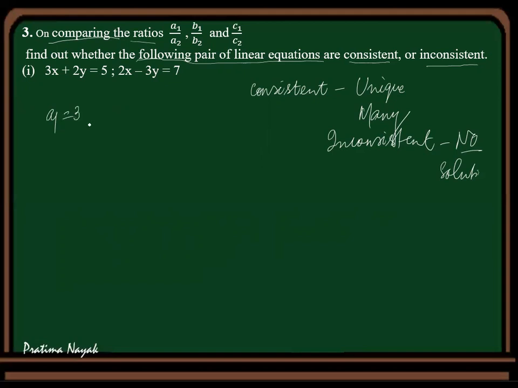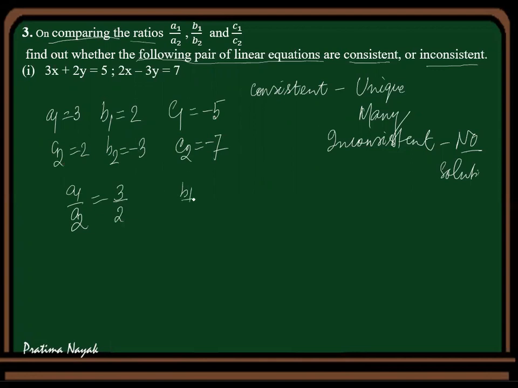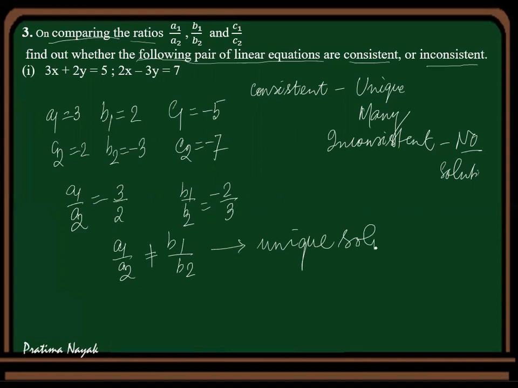Here a1 is 3, b1 is 2, c1 is equal to minus 5. a2 is equal to 2, b2 is equal to minus 3, c2 is equal to minus 7. Now a1 by a2 is equal to 3 by 2. b1 by b2 is equal to minus 2 by 3. So they are not equal, so no need of going for c1, c2. When a1 by a2 is not equal to b1 by b2, no need of going for c1, c2. So here it is a unique solution. When it is a unique solution, that means it is consistent.